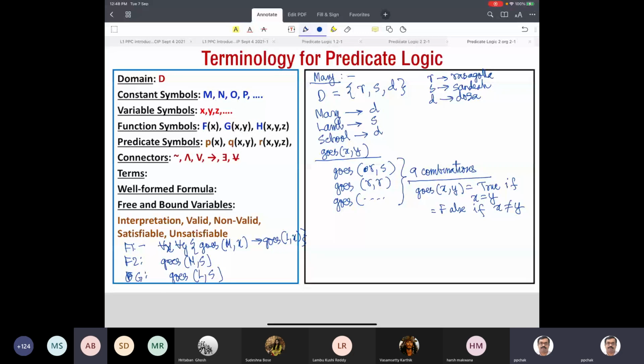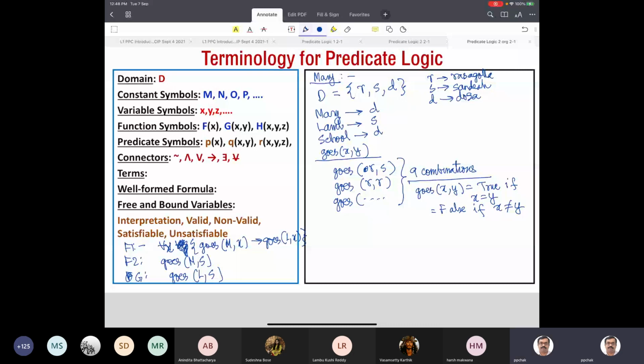Excuse me, sir. Yes. Sir, in F1, why do we need to put for all Y? Sorry, there is no Y. For all X, goes(M, X) implies goes(L, X). You're right. Are we clear? No Y, no Y. I made a mistake. Now is it clear to everybody?